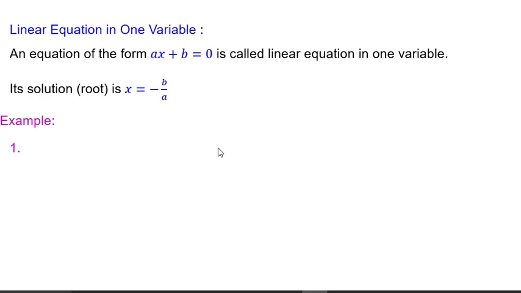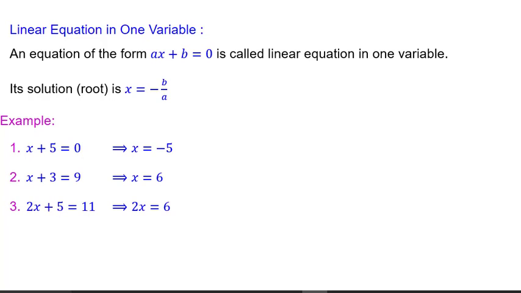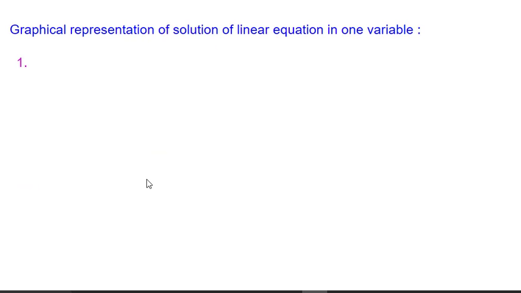Let us see some examples. x plus 5 equal to 0. This gives us x equal to minus 5. So x equal to minus 5 is the solution of x plus 5 equal to 0. x plus 3 equal to 9. This gives me x equal to 6. 2x plus 5 equal to 11. This gives us the value of x as 3. So this is how we write a linear equation in one variable, and this is how we solve a linear equation in one variable. Now let us see the graphical representation of the solution of a linear equation in one variable.